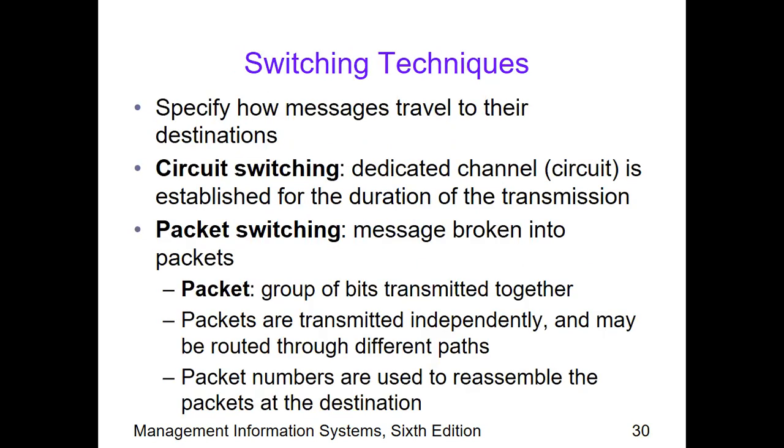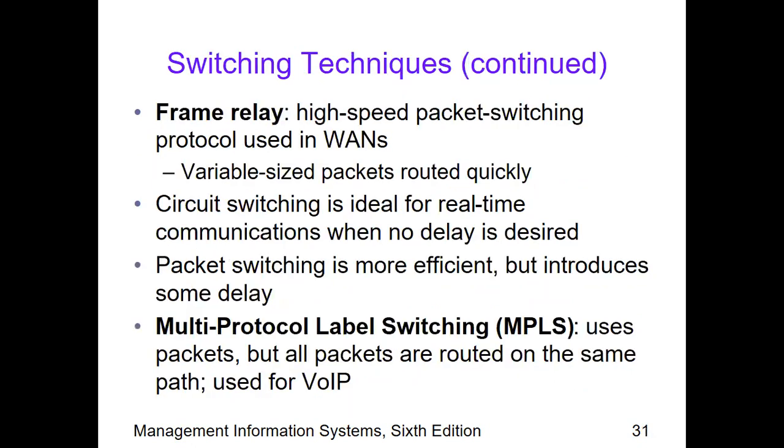Then to switch messages from one area to another, we can use circuit switching or packet switching. Circuit switching is a dedicated channel, or circuit, that is established for the duration of the transmission. In packet switching, the message is broken into packets. Packets are basically groups of bits transmitted together. Packets are transmitted independently and may be routed on different paths, and packet numbers are used to reassemble the packets at the destination. So this is additional information about that.